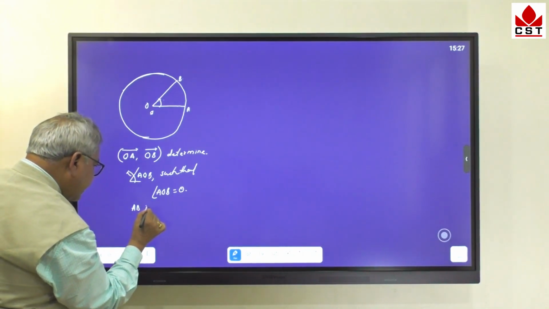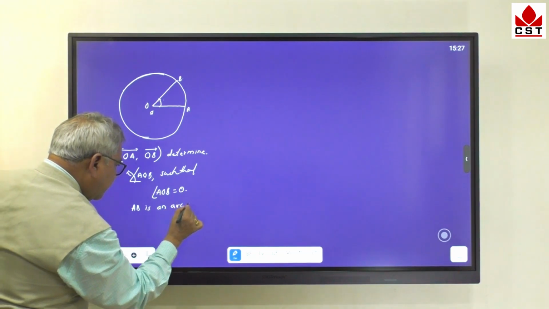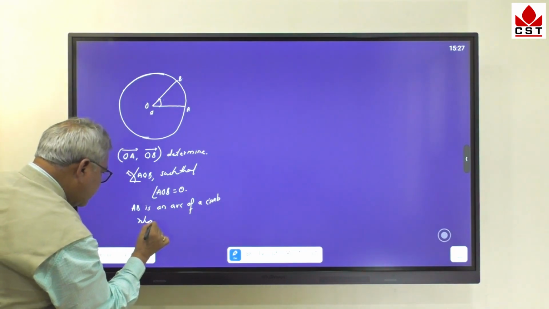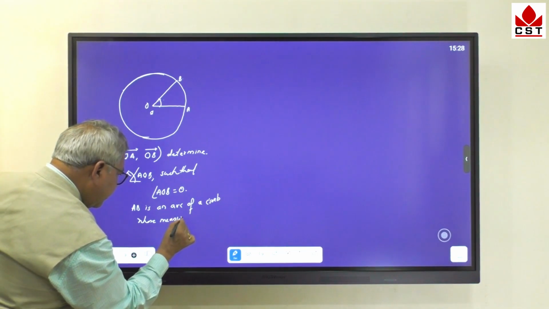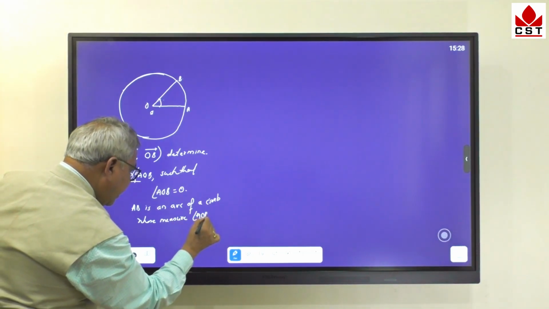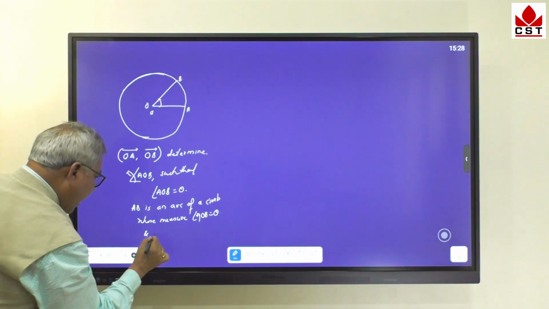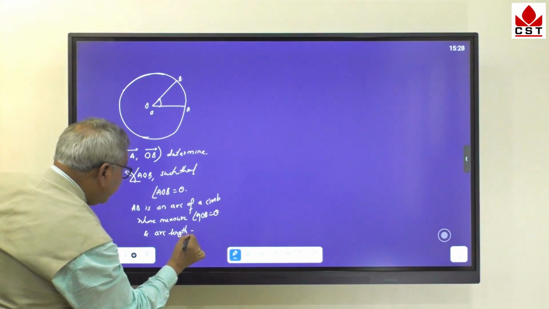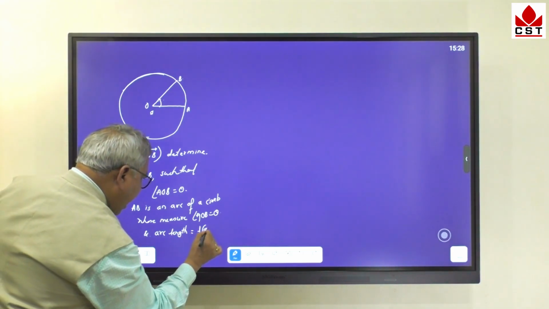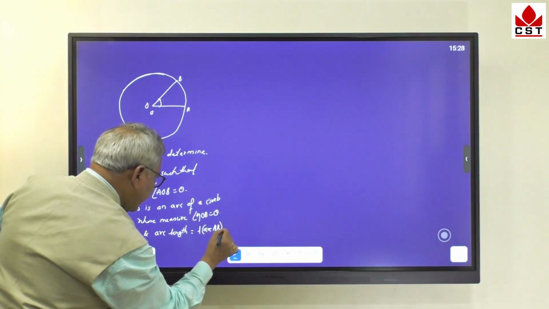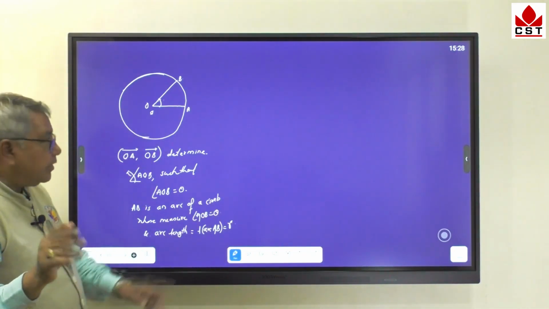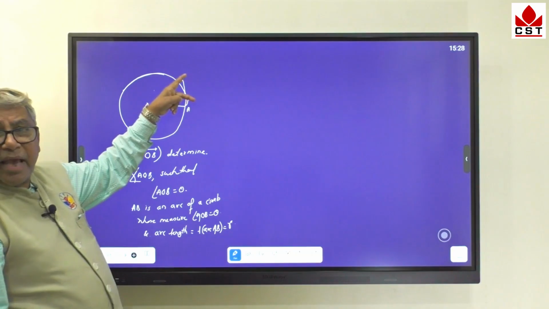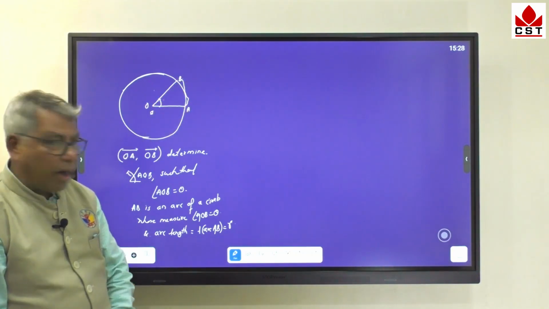AB is an arc of a circle whose measure, angle AOB, is equal to theta, and the length of arc AB is equal to R. I'm taking the length of an arc. For example, the radius of this circle is 5 centimeter, and I have taken AB as 5. So the length of the arc is equal to R.